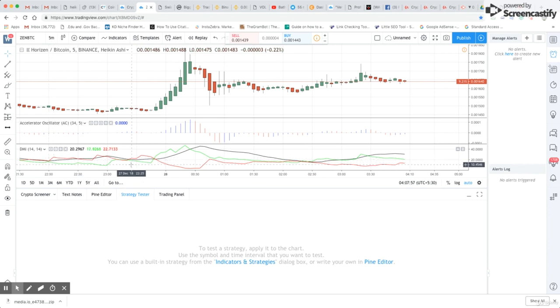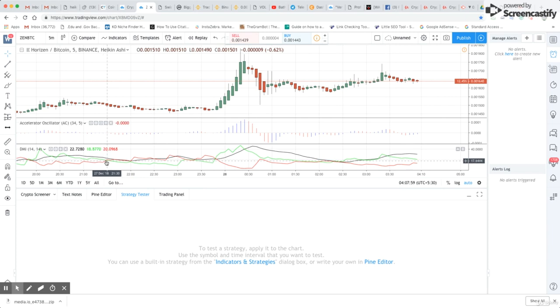So now you can see whenever the green line is down, the red line is up, there is a downtrend. You can see here. From here, the green line crosses the red line and the trend is downwards. You can see here, the trend is down. And whenever the green line crosses the red line upwards, there is an uptrend.